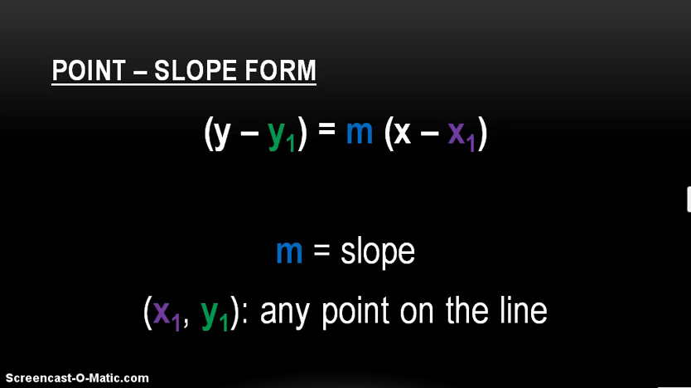Alright, so the first form is the point slope form. And this is in the format of y minus y1 equals the quantity m times the quantity x minus x1. Okay, so you have m as your slope, as is indicated with the blue m there. This is your slope, and this is your point. This is any point that's going to be on that line. Okay, so let's do an example here.